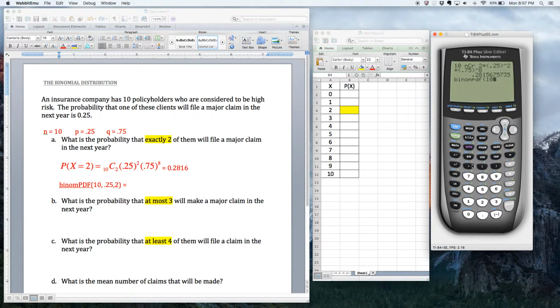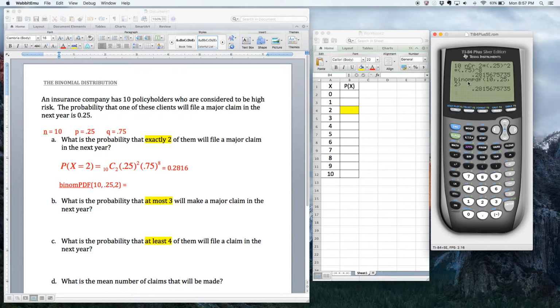10. Now the comma is right here. It's above the 7 key. Get used to using the comma because you're going to use it all the time. So 10 comma 0.25 comma 2. Close your parentheses, hit enter. Notice, same exact answer.